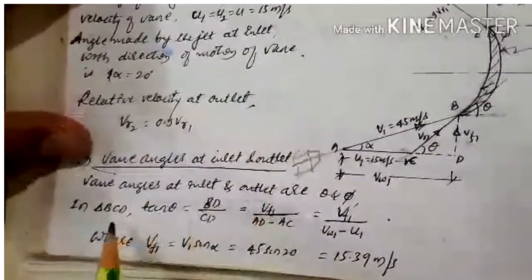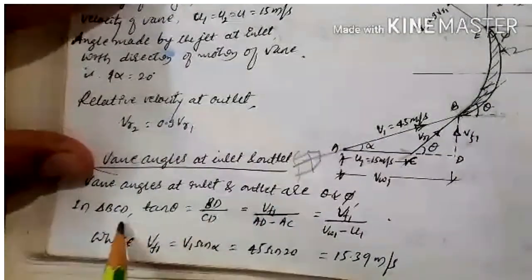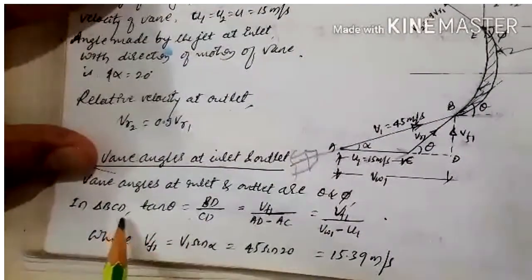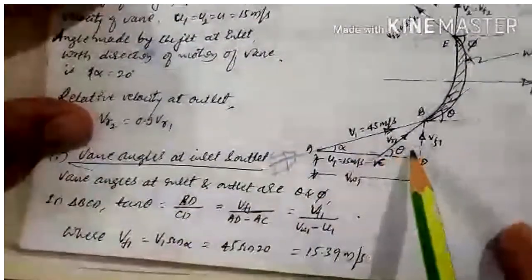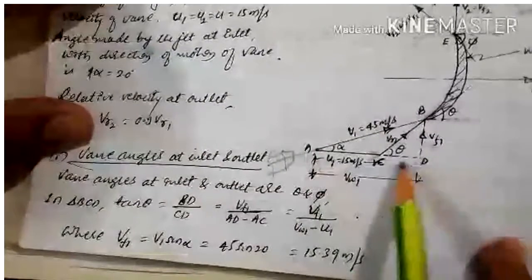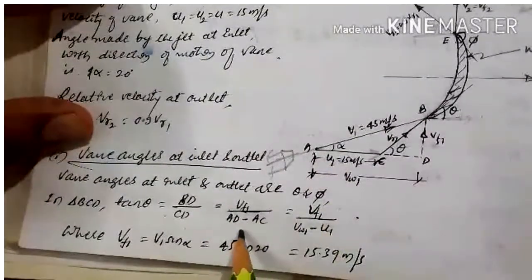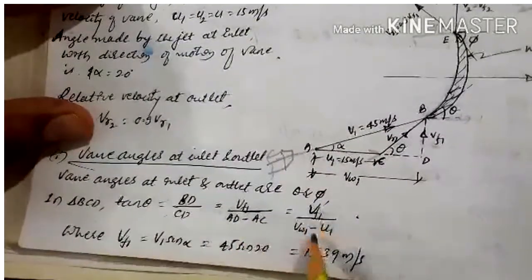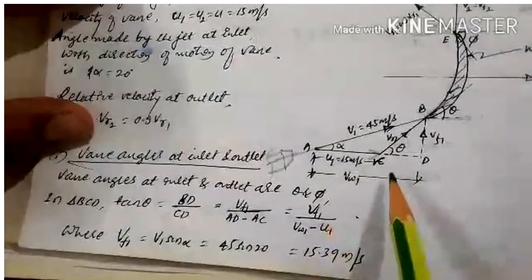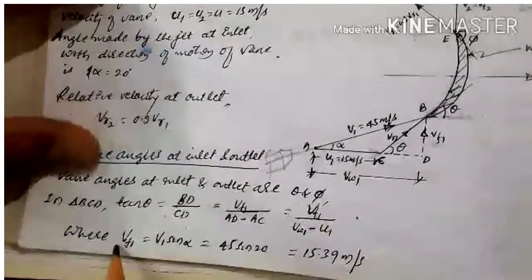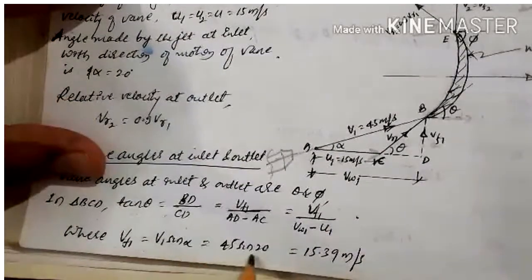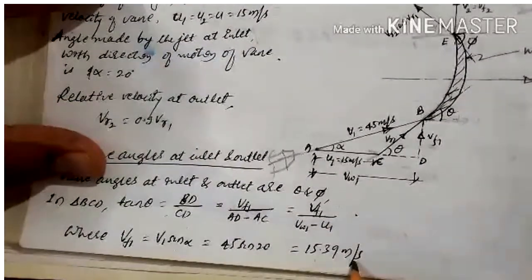at inlet and outlet. Just apply the trigonometric function, that is, in triangle BCD at inlet velocity triangle, tan theta equal to BD by CD. Just refer to the triangle. BD by CD is VF1 divided by AD minus AC, then VF1 divided by VW1 minus U1. So this is VW1 minus U1, you will get this one. Then VF1 is equal to V1 sin alpha, 15.39 meter per second.